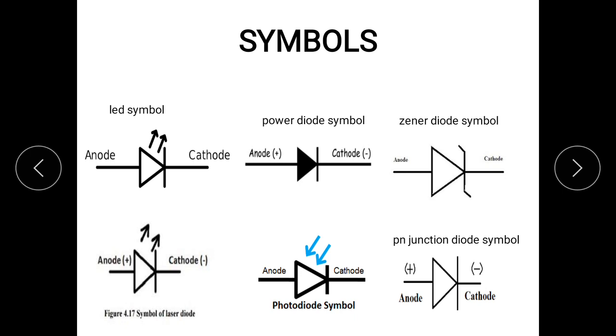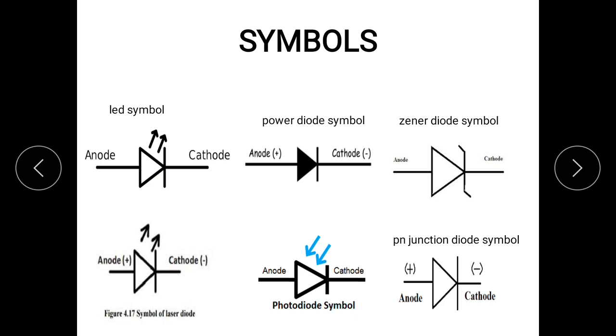Then second is the Zener diode. This is the symbol for Zener diode, and this symbol is similar to the PN junction diode. This is the anode terminal, this is the cathode terminal. Then the LED symbol, that means light emitting diode. The difference is that here the arrows are in the outward direction because it is a light emitting diode. That diode emits the light. The similarity is this is the positive terminal called the anode and this is the negative terminal called the cathode.